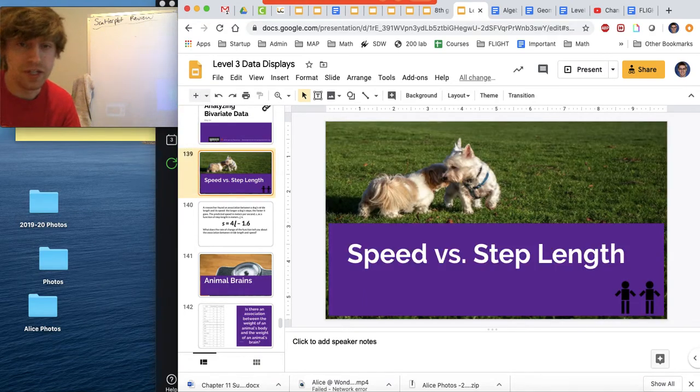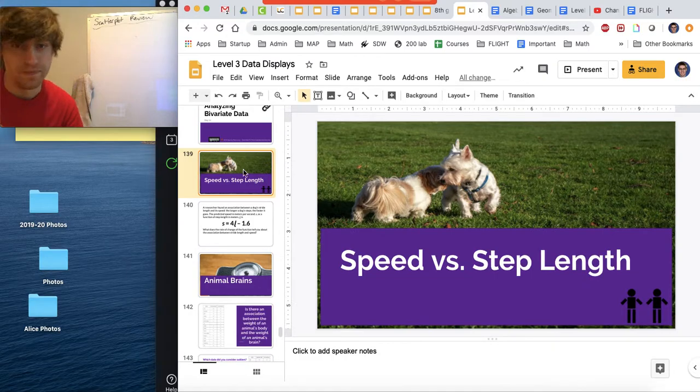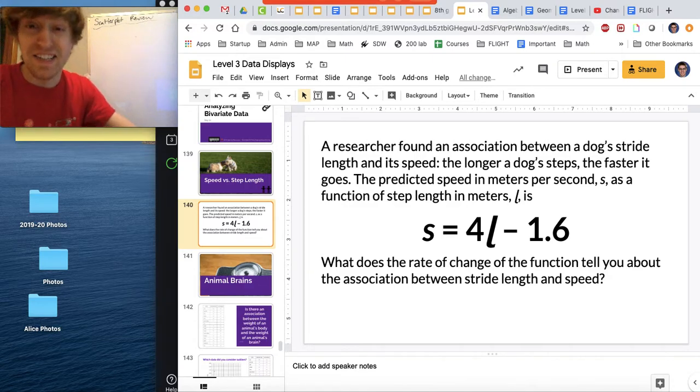Okay, so the first situation is we're going to do speed versus step length. So we were talking about dogs. This person decided to research dogs for some strange reason and found an association between a dog's stride length and its speed. Stride length is how far apart your feet are when you walk. The longer a dog steps, the faster it goes. Who would have thunk? Not this researcher, but that's what he found out.